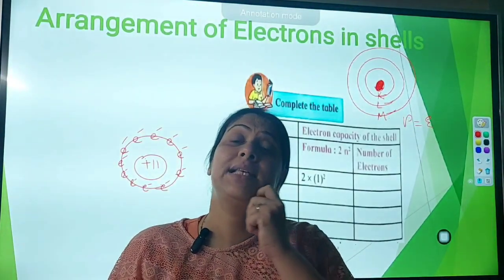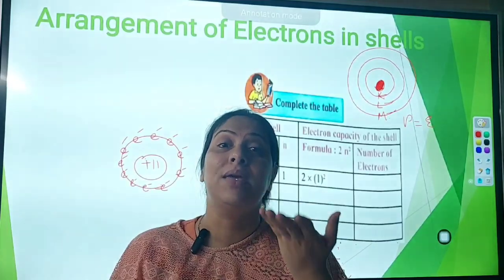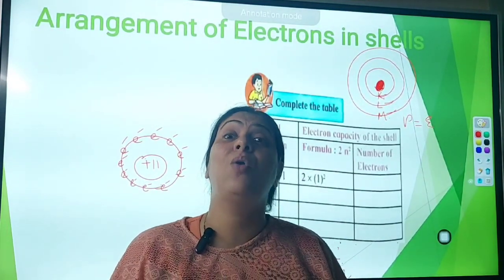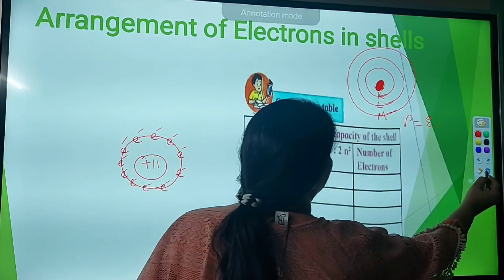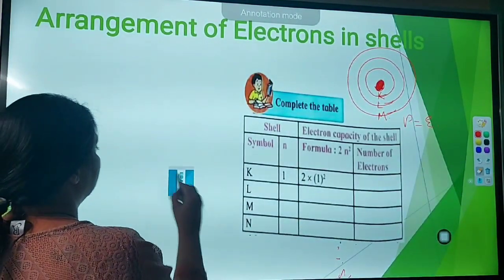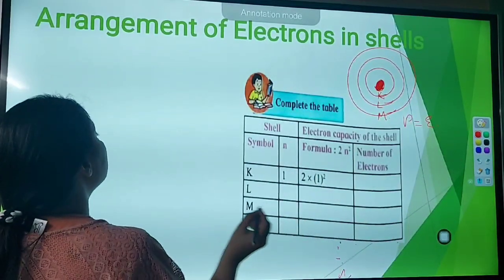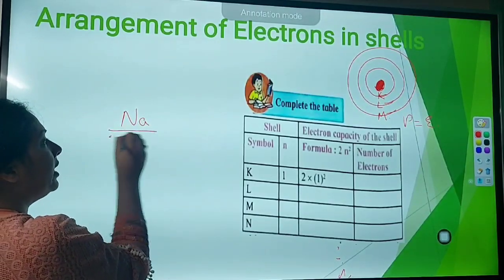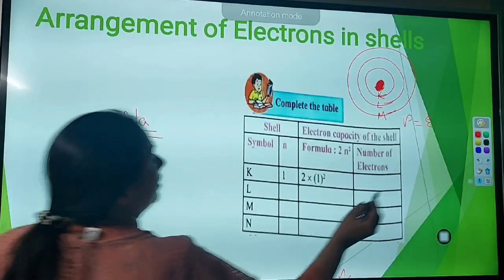So how is it placed? How many are in the first shell, how many are in the second shell? How do we find that out? Or how is it placed? Alright. So let me go ahead and take a sodium atom. What is the symbol of sodium? Na. Correct? Let me write it up.